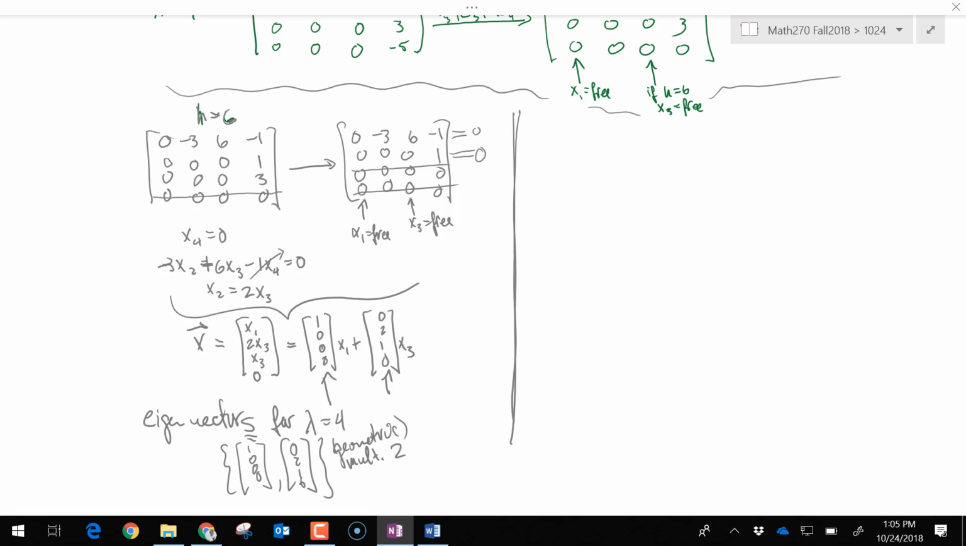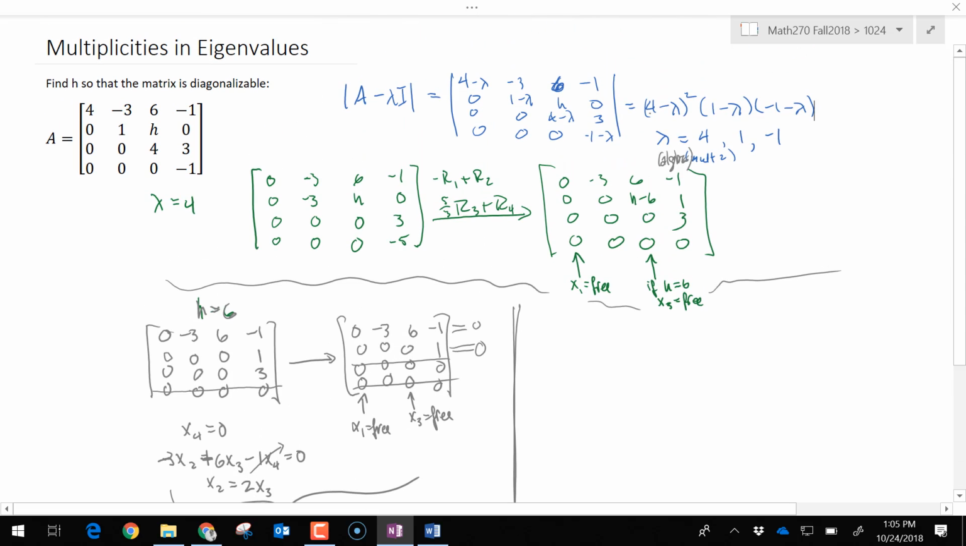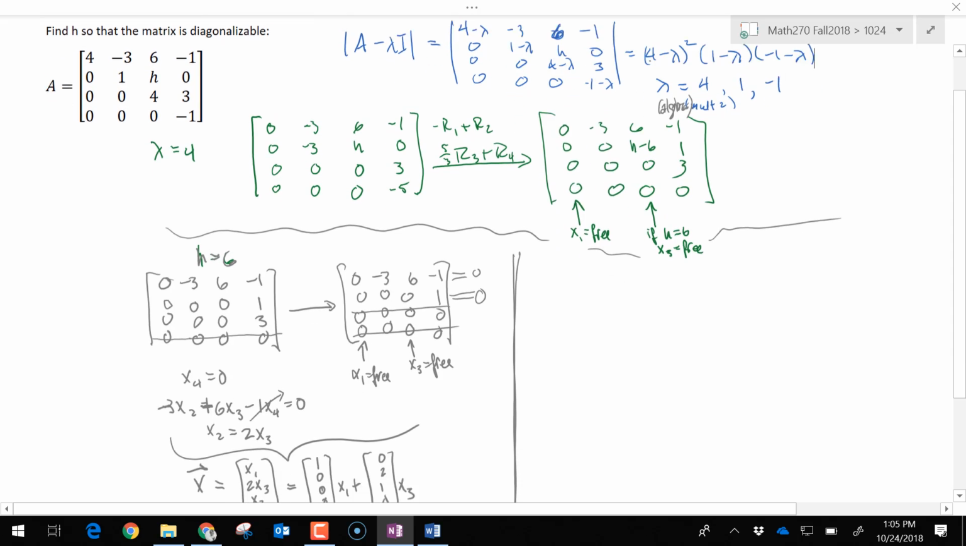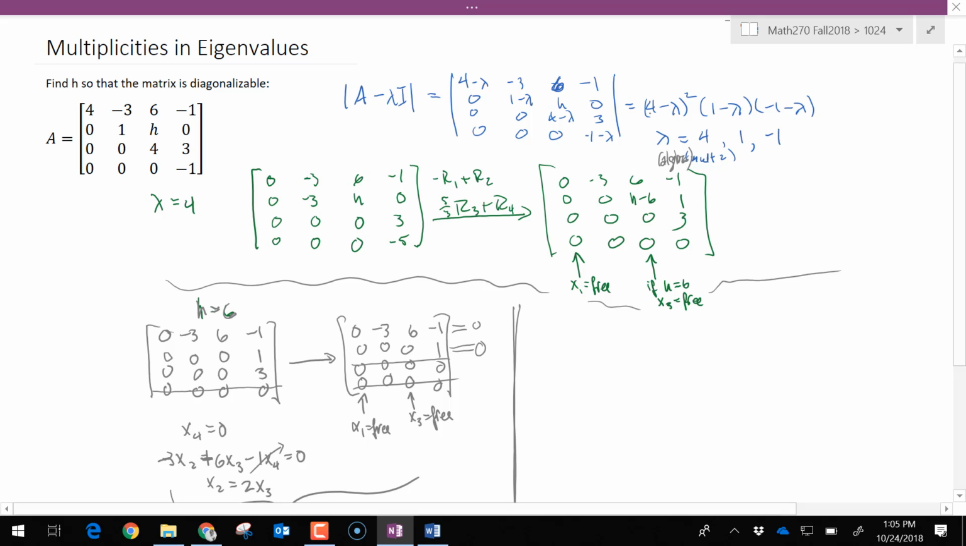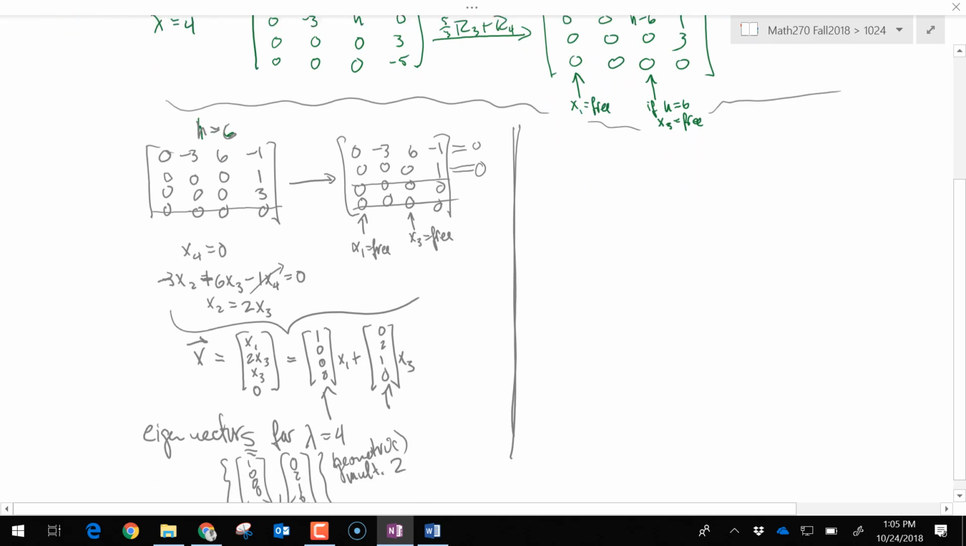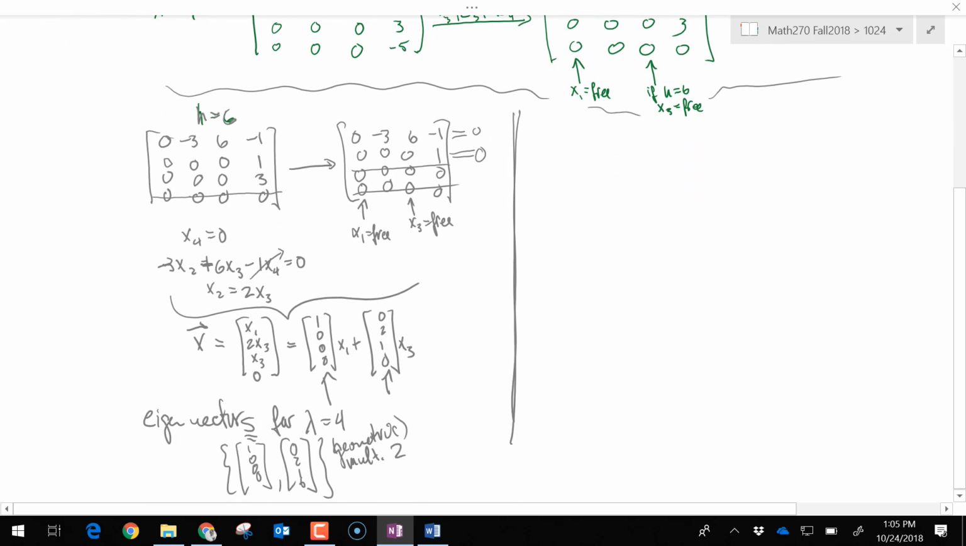Therefore, the matrix is diagonalizable. Well, it's not diagonalized yet. In fact, we have to find the eigenvectors for lambda equal to 1 and -1 if we want to fully diagonalize it. So we found h. And I'm not going to diagonalize it, but you should, for practice sake.